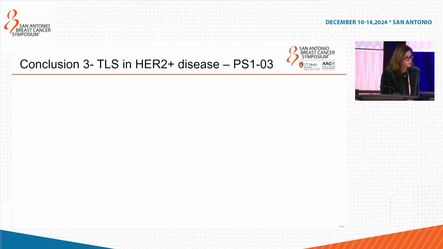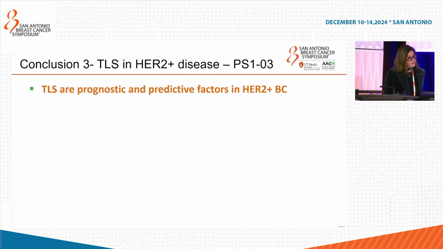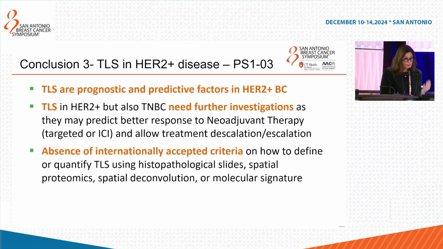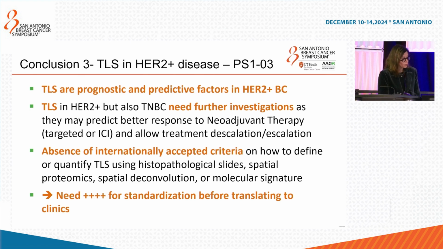So the conclusion for this poster is that TLS in HER2-positive disease are prognostic and predictive factors. They need to be studied in HER2-positive, but also in triple-negative breast cancer, and they need further investigation because they can be predictors of response and allow treatment adjustment. But there is an absence of internationally accepted criteria on how to define TLS using histopathological slides, spatial proteomics, spatial deconvolution, immunohistochemistry, or molecular signatures. So really, we need standardization before translating to the clinic.